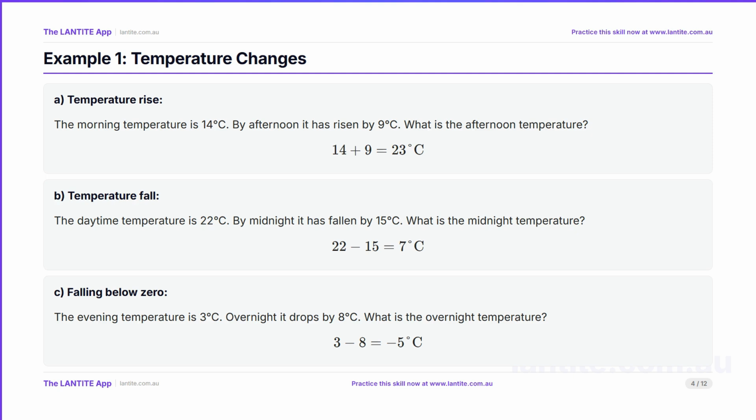Part C, falling below 0. The evening temperature is 3 degrees and it drops by 8. 3 minus 8 equals negative 5 degrees. This is where negative numbers come in. When the drop is greater than the starting temperature, we cross 0 and go into negative territory.